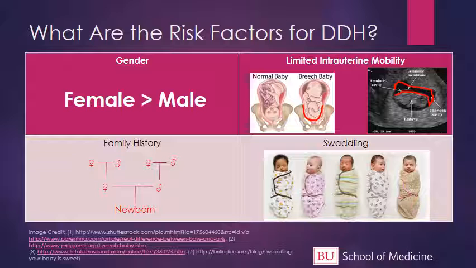in utero, or being a firstborn child, where the uterus has not been as stretched as it will be in subsequent children. Family history of DDH is also a risk factor for future DDH in children. And swaddling, which is a particular way of wrapping a newborn, has also been shown to be associated with dysplasia of the hip.